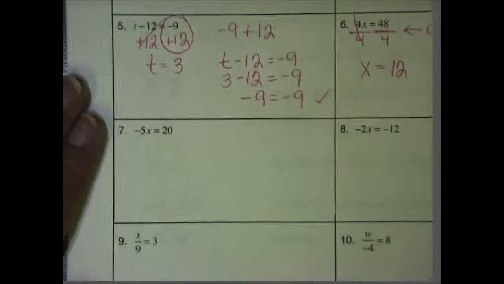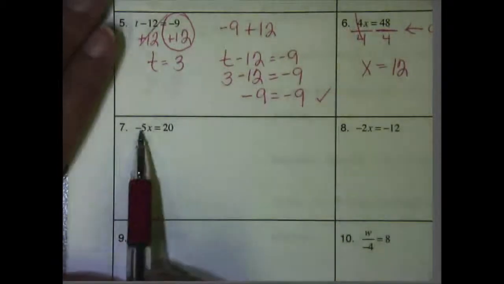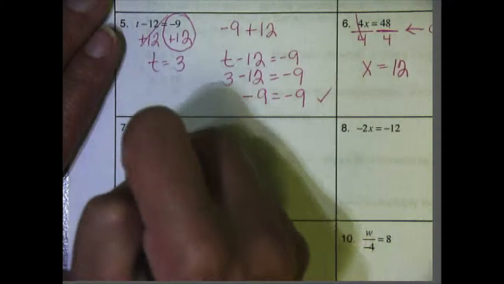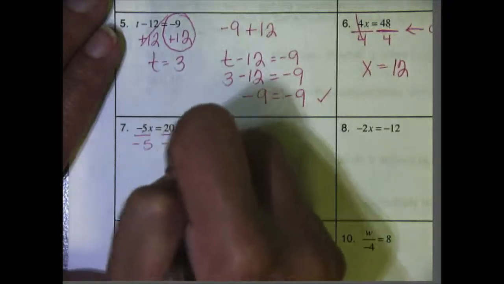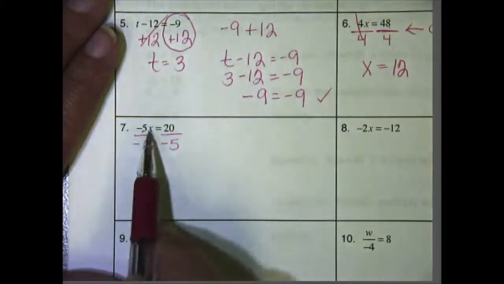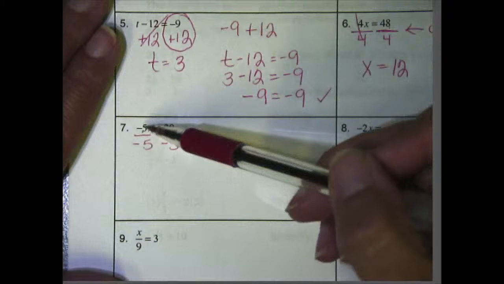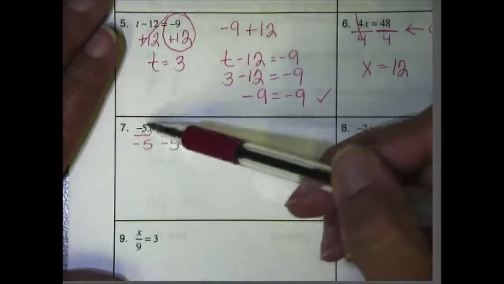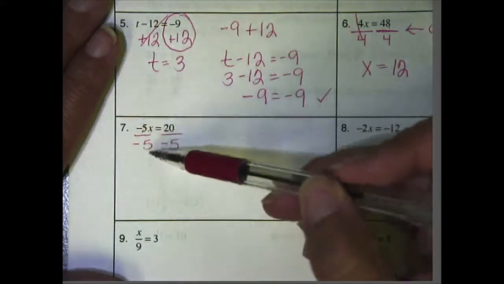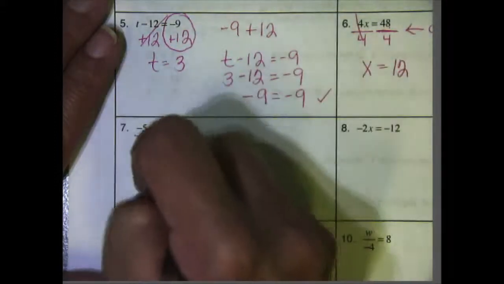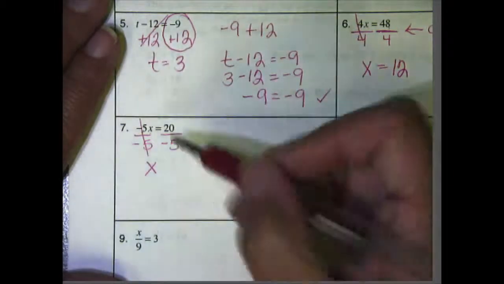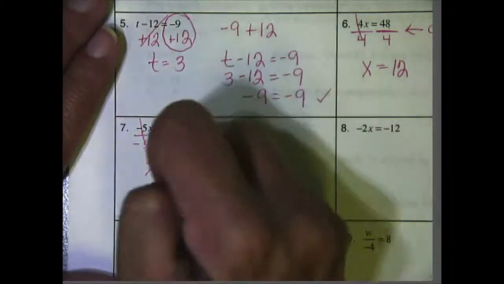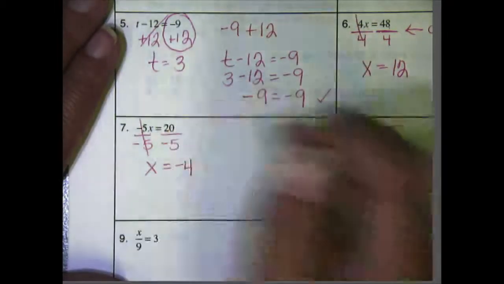Let's take a look at number 7. Same thing, we have negative 5 times x equals 20. So since we're multiplying, we're going to divide both sides by negative 5 because you need to get x by itself. To get x by itself, you need to divide by what is with x. So negative 5 divided by negative 5 is 1. So those cancel out, leave me with x. 20 divided by negative 5 equals negative 4.